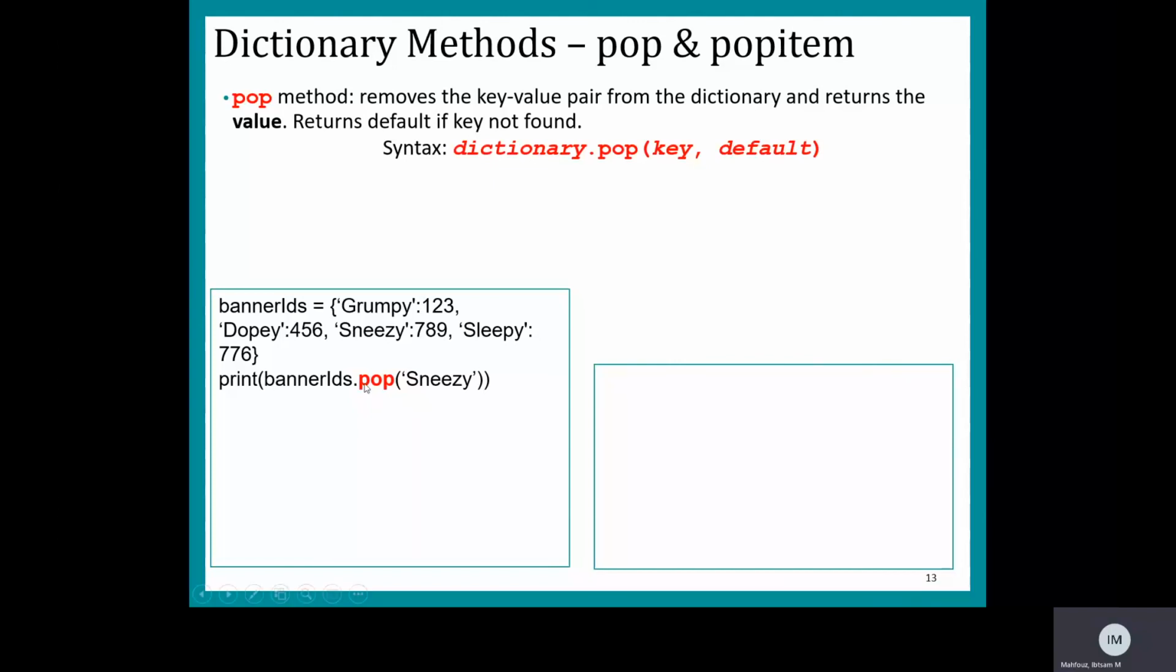So here I'm asking to pop Sneezy. So it's going to erase Sneezy. So Sneezy is going to go away along with the 789, but it's going to give it back to me so I can see what it deleted. And here it's going to give me the value that got deleted.